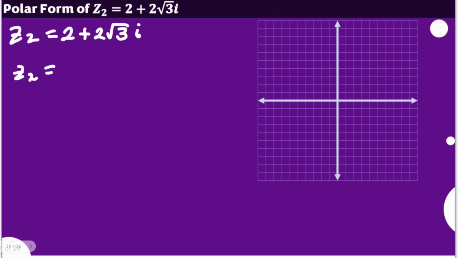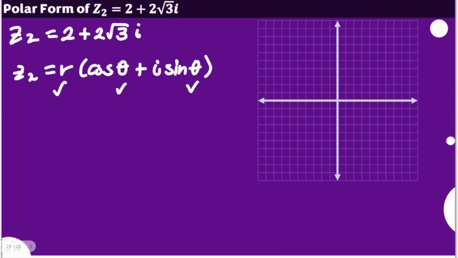So z sub 2 should be written as r times cosine theta plus i sine theta. In short, the angle should be part of it together with r, and the angle here supposedly would turn into a special angle in radian measure, because in the previous video we were not able to come up with a special angle. So this time we're going to use this example to illustrate a sample of a special angle.